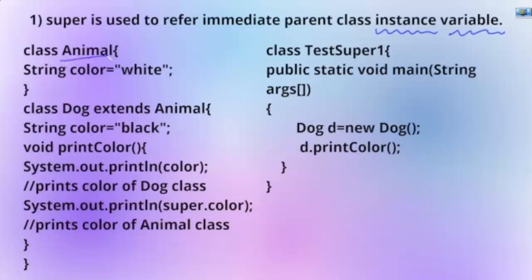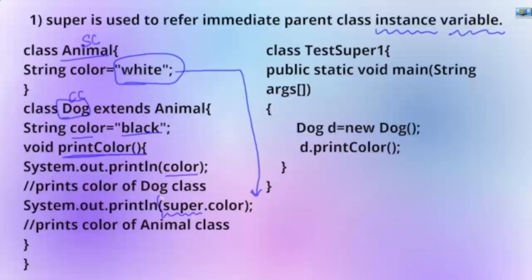Now here you have a class Animal. The string color is white. So you have one variable here. Now this Animal class, that is the supermost class, is extended by a child class, that is Dog. Now the child class Dog has color black, and you do have one method here which is printColor. In one statement I have printed the normal color of this dog, and in one printing statement I have used super.color, that is the color of the animal. Here we are using the super keyword with the instance variable to get the color of the superclass variable.